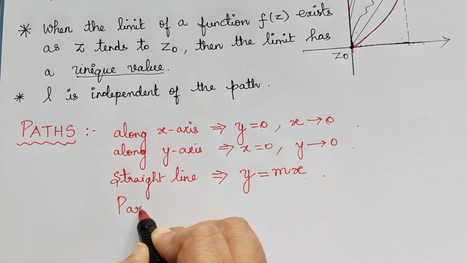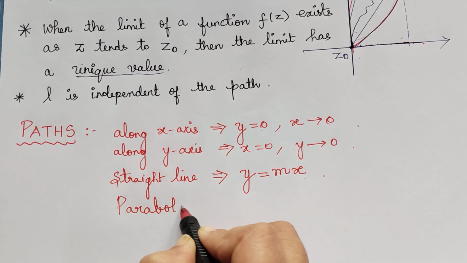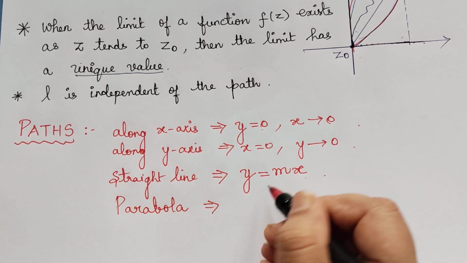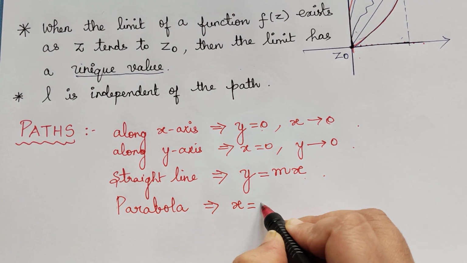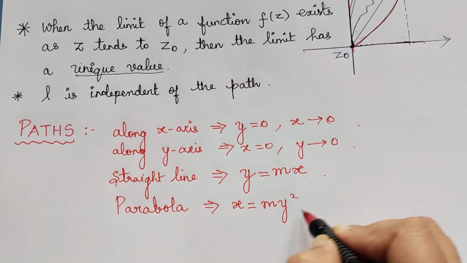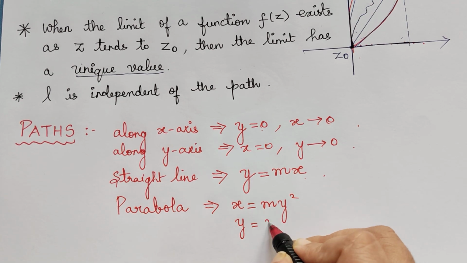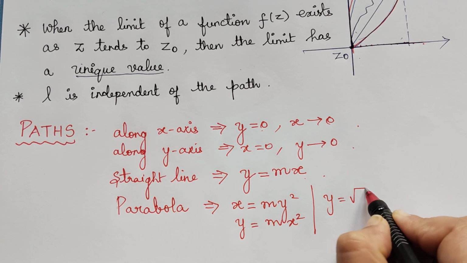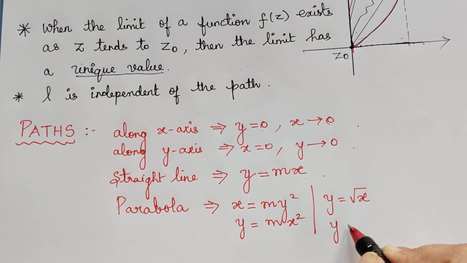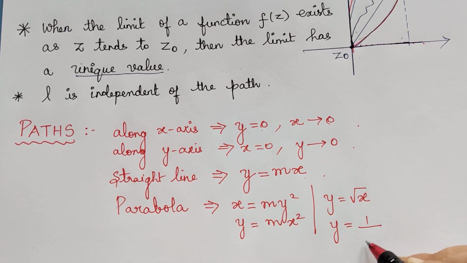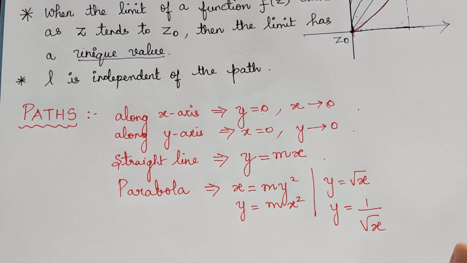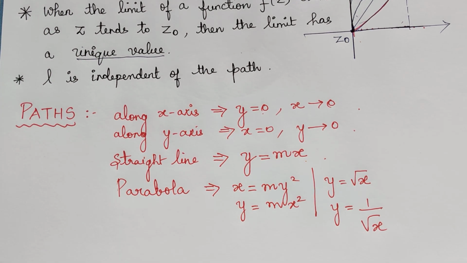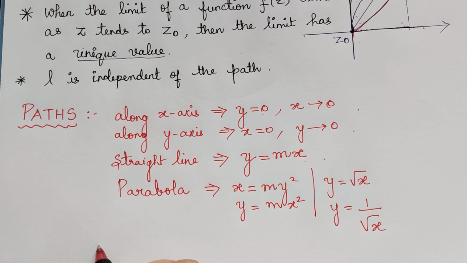So if it is a parabola, then what are the equations that we can imagine? We can say that x is equal to my square or y is equal to mx square. We can also say that y is equal to square root of x or y is equal to 1 by root x. These are different curves. And similarly, we can have some cubic equation also. For example, it can be a cubic parabola.